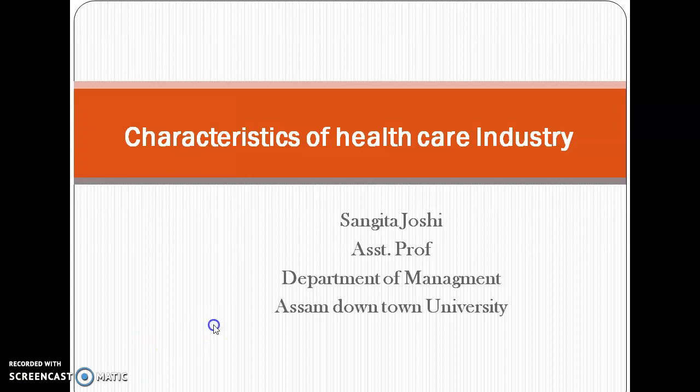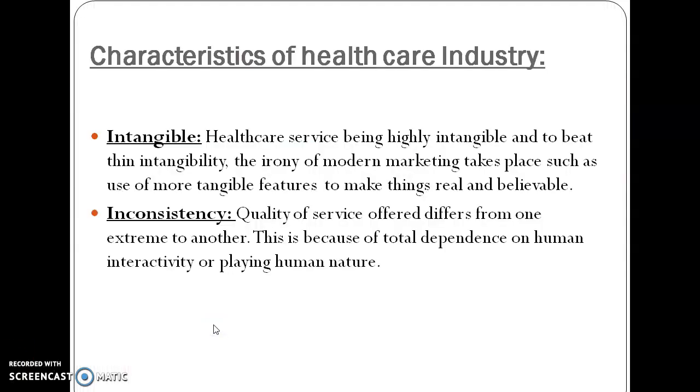When we are studying the healthcare industry, we have to know the characteristics, like what are the products, whether it's a service industry, what are mainly the things that define this industry as a whole. So the first characteristic is intangible.